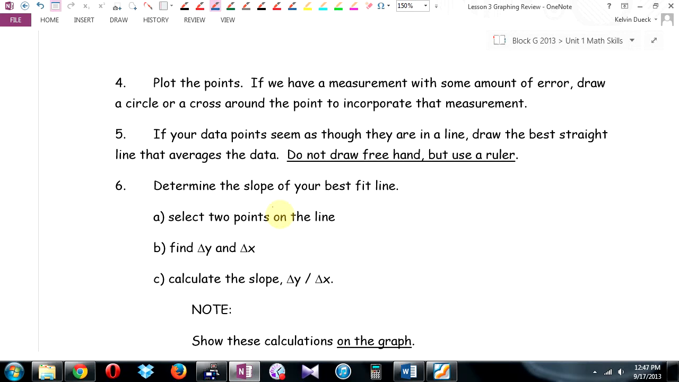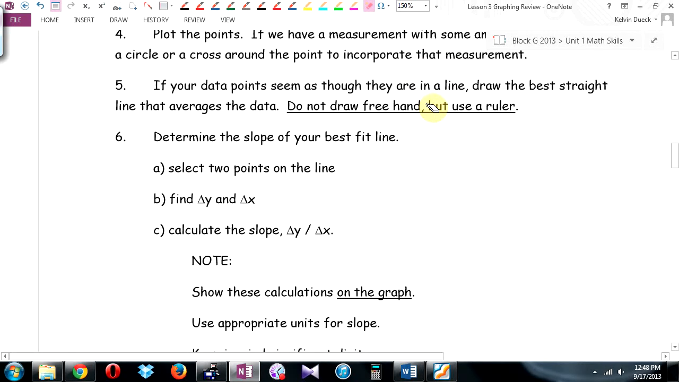Plot the points. If we have a measurement with some amount of error, now the equipment that we're going to be using is not going to have as part of the equipment the error tolerances. If we did, I'd teach you about error bars and circles and saying, well, I know that although I'm putting my point right there, I'm pretty sure it's somewhere in this area, and you can figure it out from how bad the equipment is. We don't have that technical kind of equipment. So even though it says if it has measurement, some errors, draw a circle or cross, we're not going to be doing that.